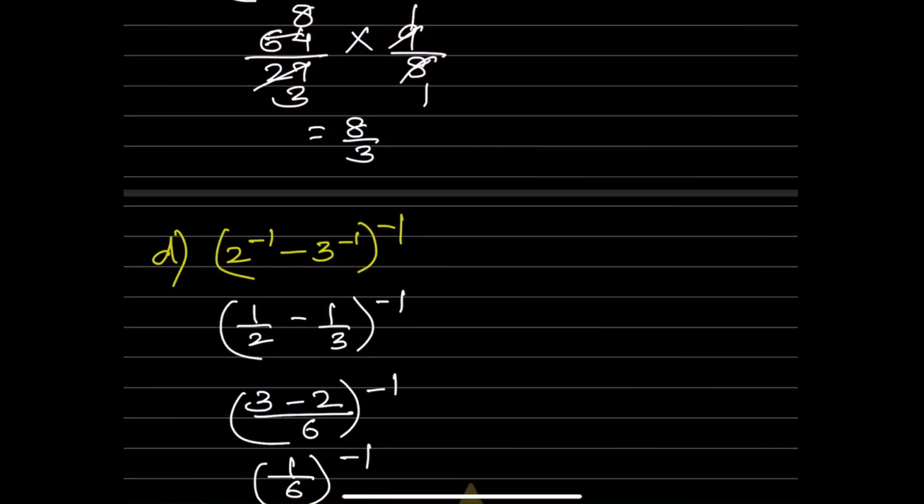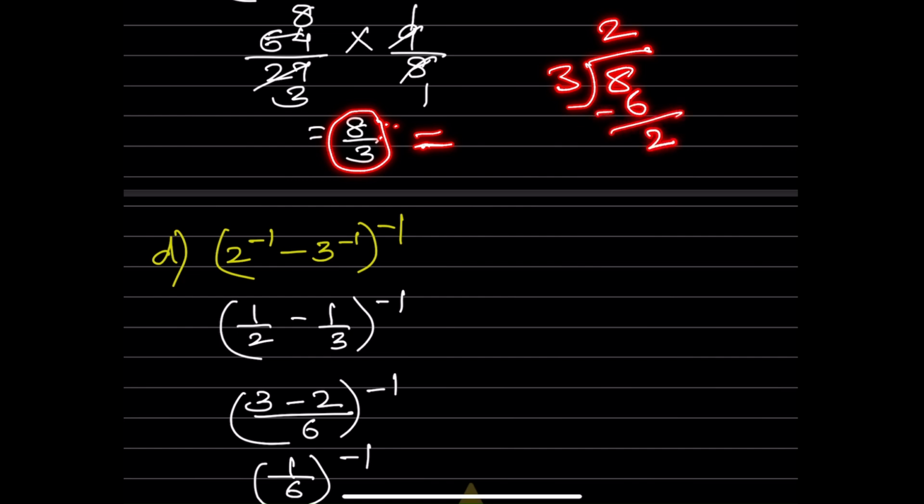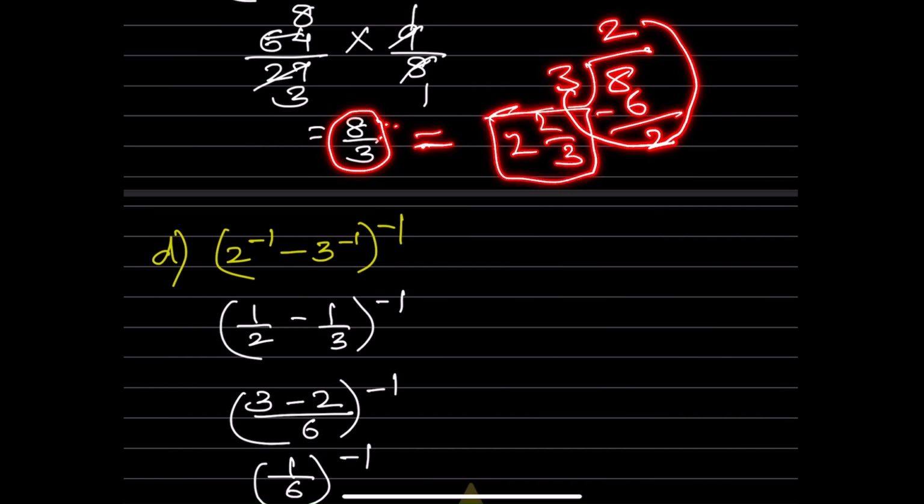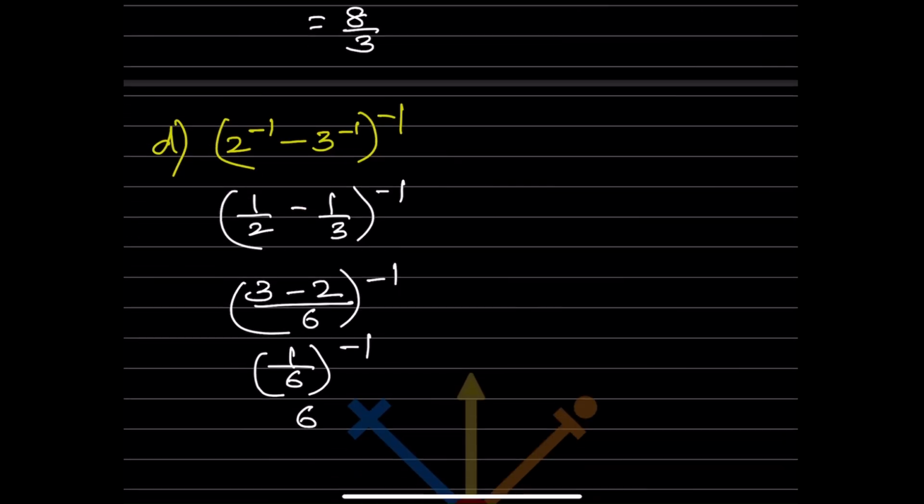And in many cases, if we are given objective types and 8 by 3 is there, this is an improper fraction because the numerator is bigger. So you can also write in that case 8 divided by 3. 3 twos are 6, remainder 2. So you can write here 2 integer 2 by 3. It depends if it is an MCQ type and if this option is given. So you need not write this one, but you have to write this one if the option is 2 integer 2 by 3.